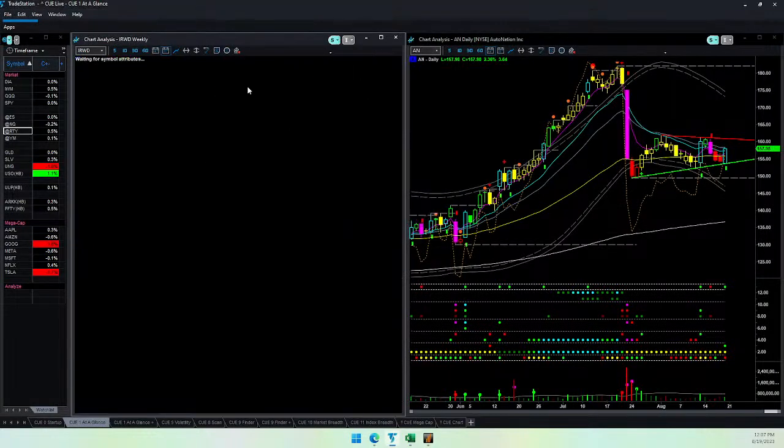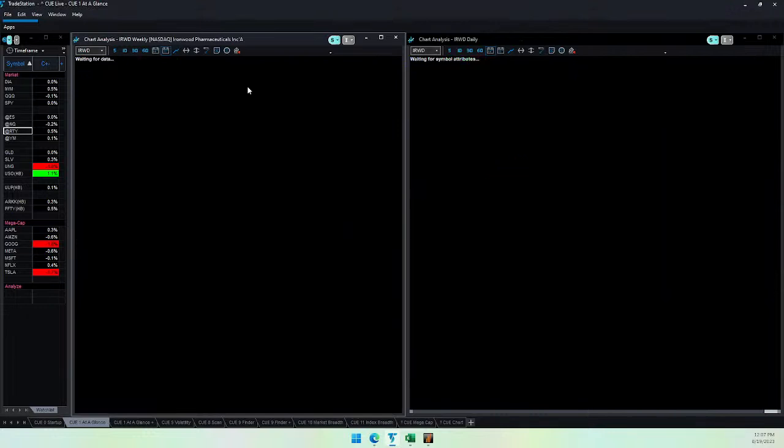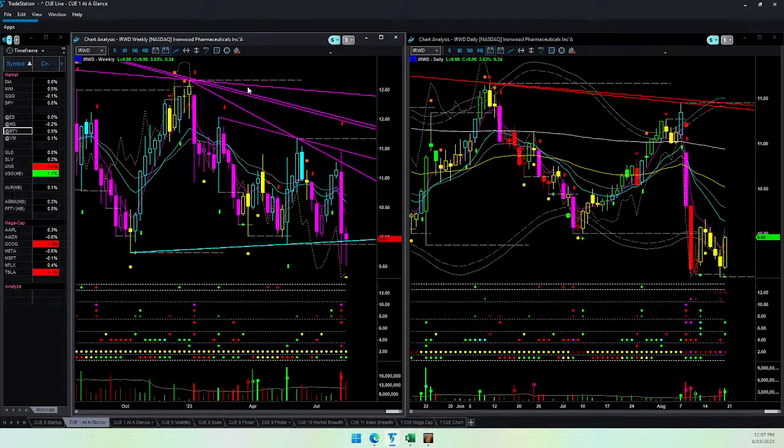IRWD, Ironwood Pharmaceuticals. Yes, certainly a stock I like to buy. Instantly I can decide. Now I have found another stock that is in a strong industry, improving industry, great fundamentals, and right at weekly trend line support, right at daily pivot support, giving a box long setup.